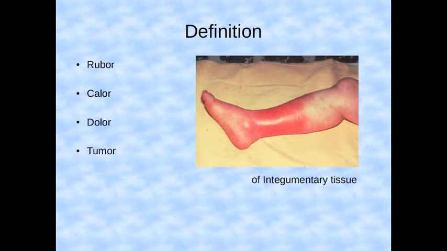So let's look at the definition first of cellulitis. It's defined mostly by its presentation with redness, heat, pain, swelling, rubor, calor, dolor, tumor of integumentary tissue. Sometimes you'll get all of those, and sometimes you'll get some of them. And if you get some of them and you're very suspicious of infection, go ahead and call it cellulitis.